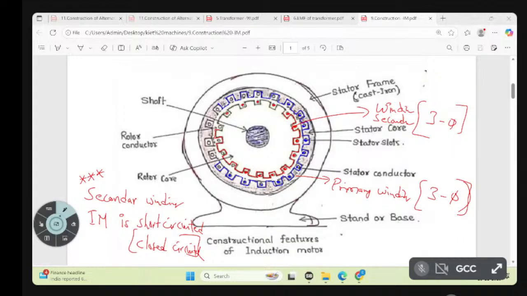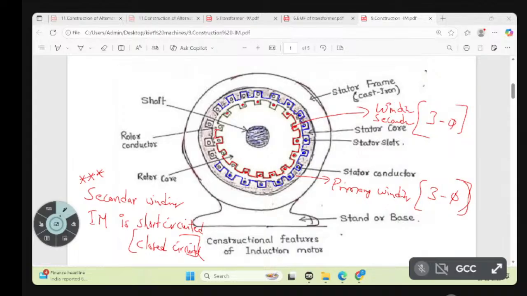ఈ రోటర్ అనేది మీకు 3 phase వైండింగ్ ఉంది ఇక్కడ. In the transformer only 2 terminals are there. Here 3 phase winding is available in the stator, and 3 phase winding is available in the rotor. That is very important. Now simple, so whenever working of the induction motor.